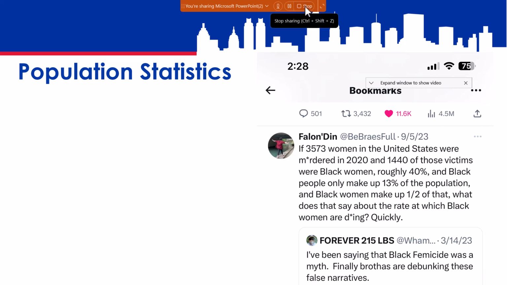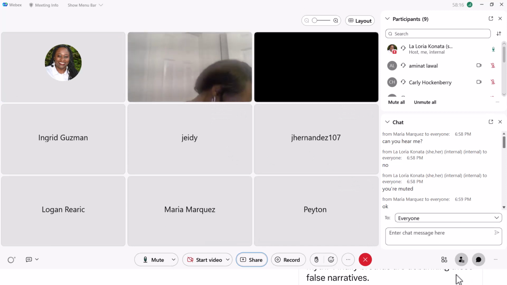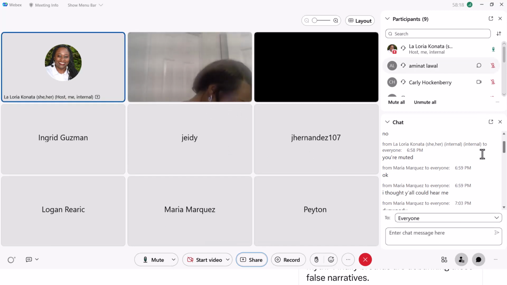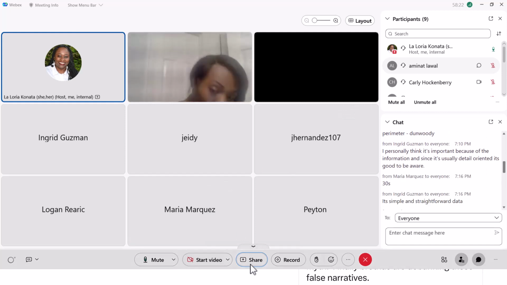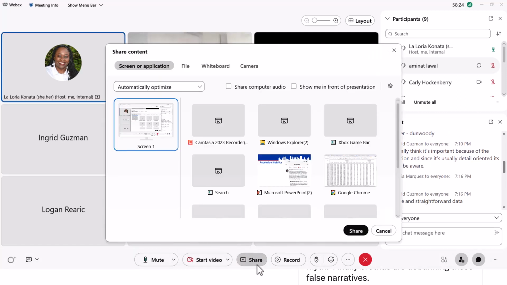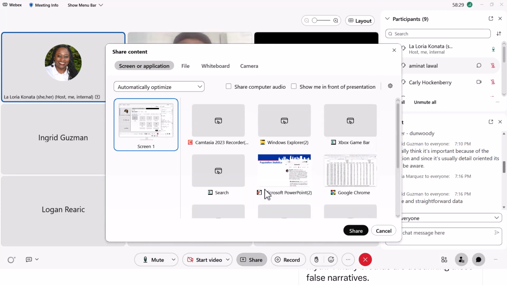Okay. Let me stop. And the last thing I want to show you is similar to this. I'm going back to the research guide, if I can find it.